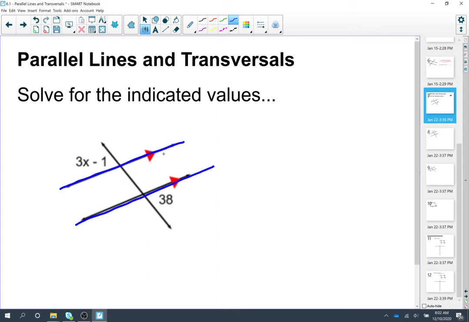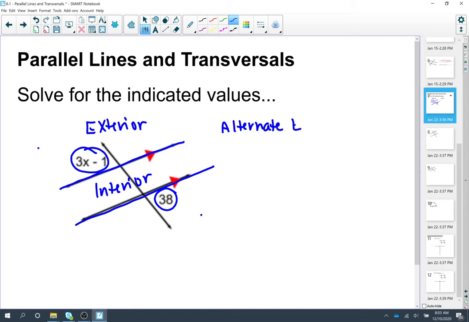Then I'm going to look at what I have, and I have this angle over here, and I have this angle over here. Both of these angles are on the exterior of the parallel lines, because right here, this is the interior, which means this is the exterior. Okay, so they're on the exterior, and also one is on the left and one is on the right. So they are opposite sides, so we know these are alternate exterior angles.